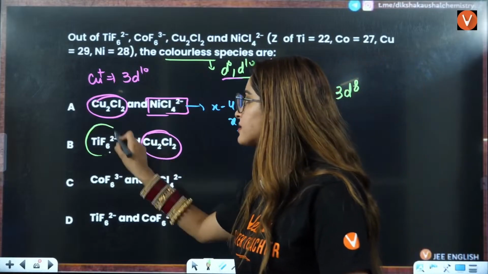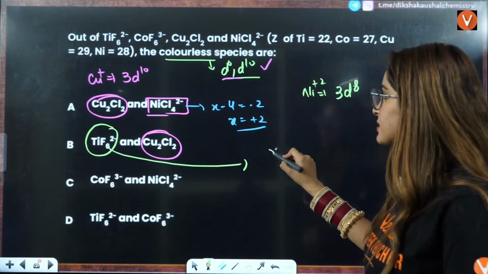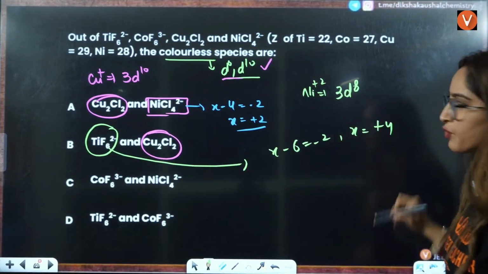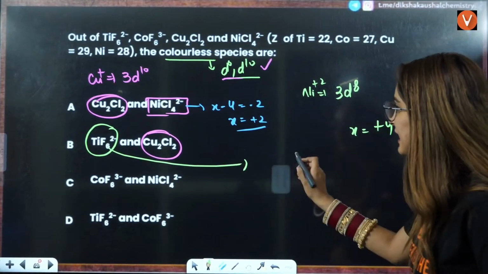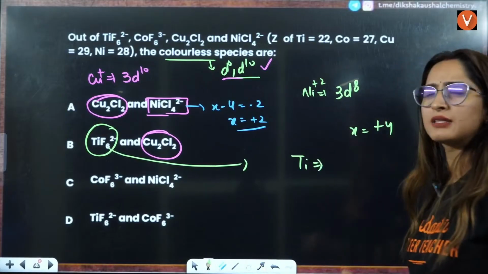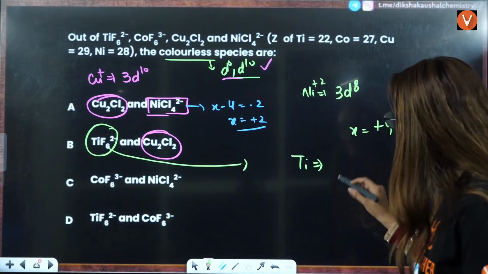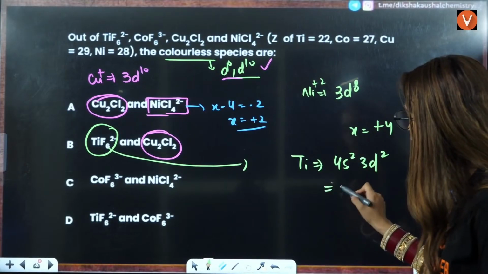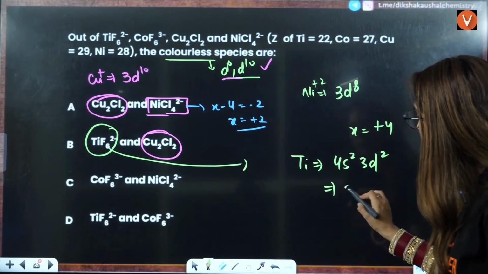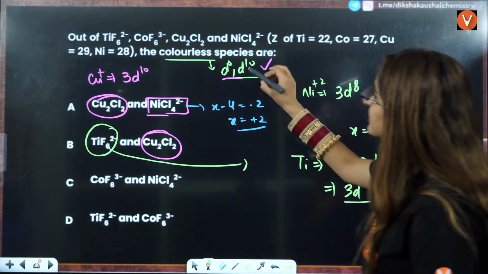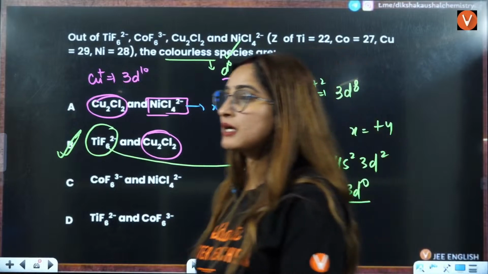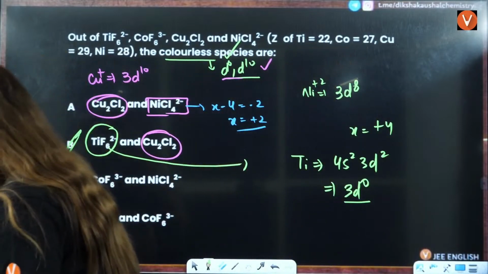What about this? x minus 6 is equal to minus 2. That means x is equal to plus 4, right? So titanium, atomic number 22, is 4s2 3d2. After losing 4 electrons, it will be 3d0. That is under this category. So the answer will be B, the colorless compound category here, right?